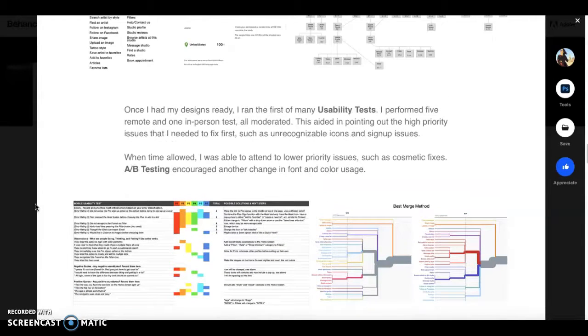After several iterations, I conducted a few A/B tests. One was focused on font and color. This test helped me find a more professional look for MissingInk. After all, users want to know the person permanently marking their body takes their job seriously.